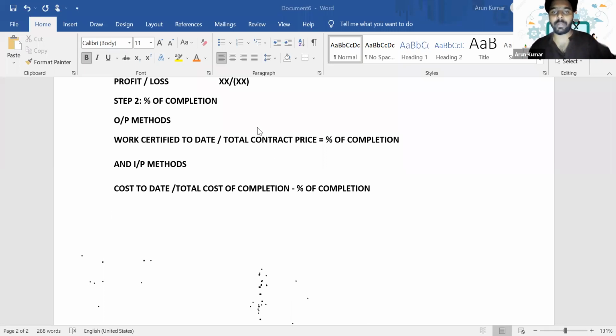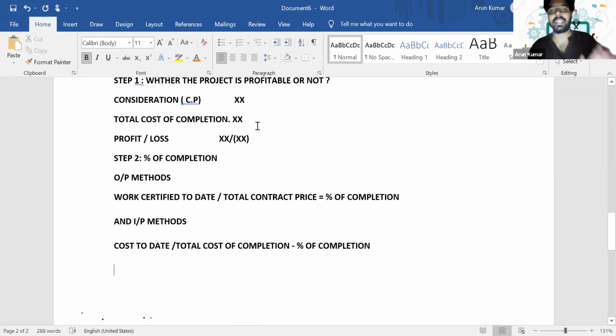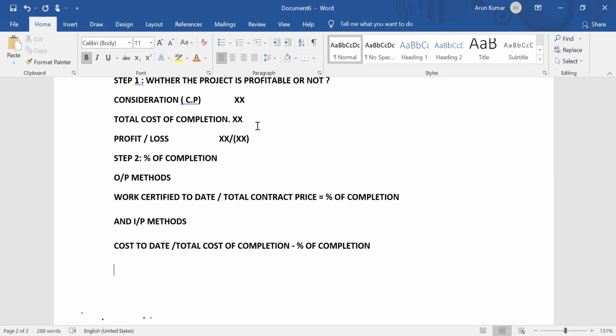If the project is profitable, we have to calculate the percentage of completion, and on that basis we'll recognize the revenue and profit in your P&L. But if it's a loss, how will you account for it? Initially, we'll come to know that it's a loss. Then how will you account for it?